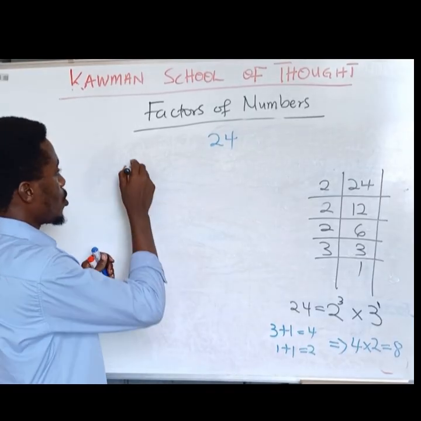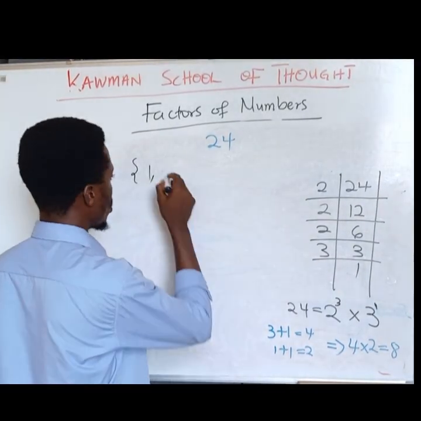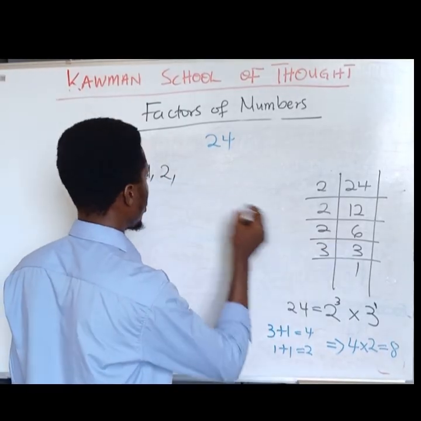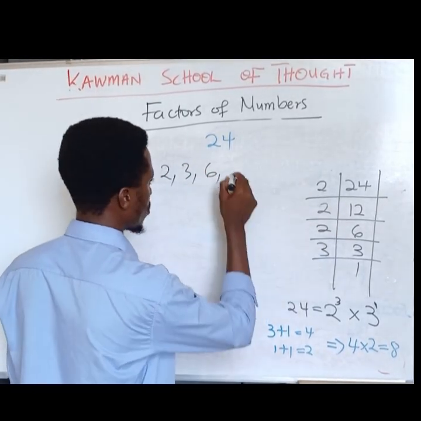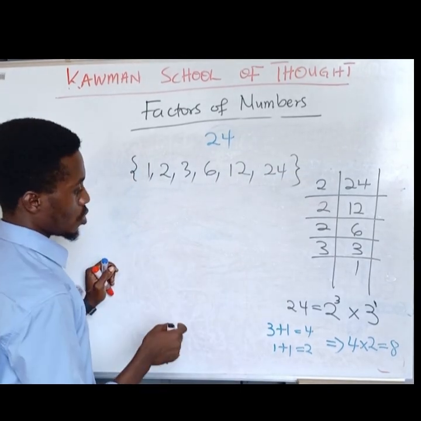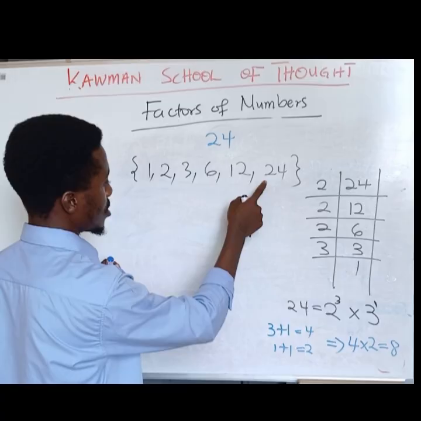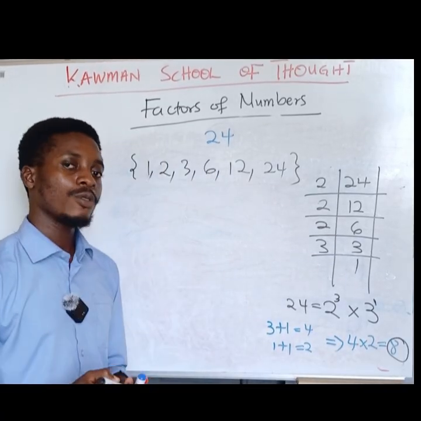Let's see. So the rough ones we have here, we have 1. I can see 1, I've written it. I can see 2, I've written it. I can see 3, I've written it. I can see 6, I've written it. I can see 12, I've written it. I can see 24. Right? Good. So 1 2 3 4 5 6. But I'm supposed to get 8 factors. Meaning I'm left with 2.